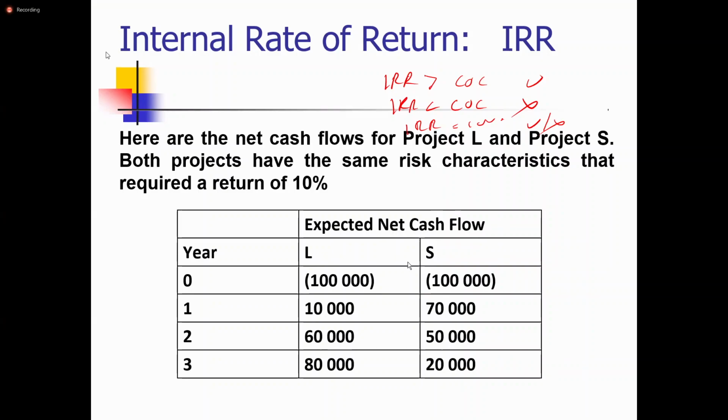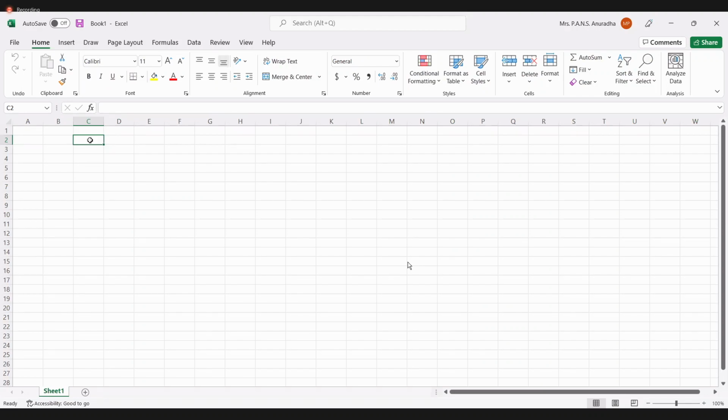If you go to Excel, you can simply calculate the IRR. Nothing to worry about, just include the cash flows. The cost is 100,000. Year one, 60,000. Year two, 60,000. Year three, 80,000.